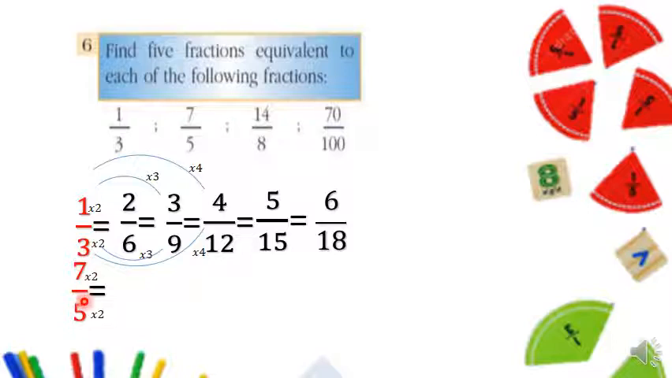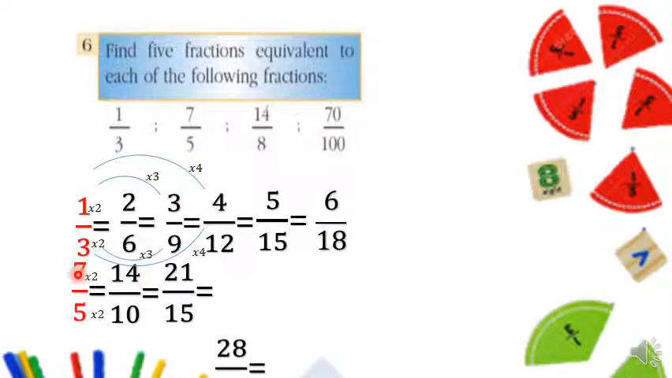Now, similarly for the second fraction, I'm going to find 5 equivalent fractions. Starting by multiplying the numerator and the denominator by the same number, which is 2, the answer will be 14 over 10. Now multiplying the numerator and the denominator by 3 will give me 21 over 15. Multiplying it by 4: 7 times 4 is 28, 5 times 4 is 20.